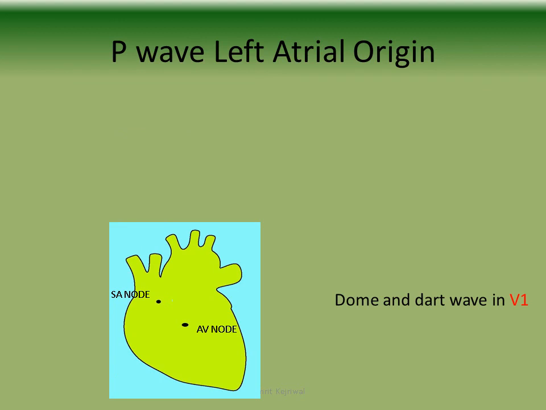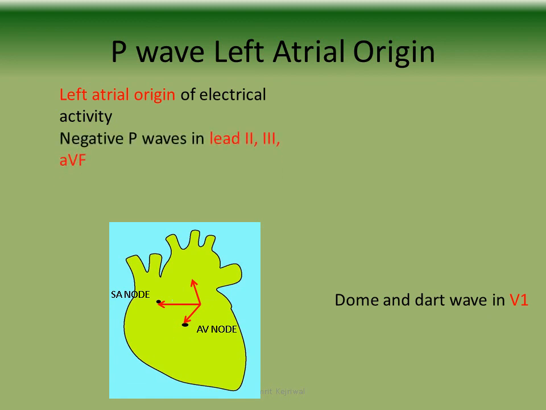Coming to the P wave of left atrial origin. There is a left atrial origin of the electrical wave. So from the atrium it goes into the various parts. A negative P wave is seen in leads 2, 3 and AVF, and you get a positive wave in AVR and negative P waves in V4 to V6. These are the left side leads. So if there is a left origin and V4, V5, V6 are placed laterally, you get a negative P wave in V4 to V6.